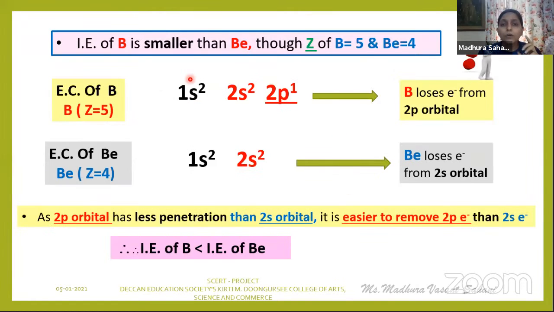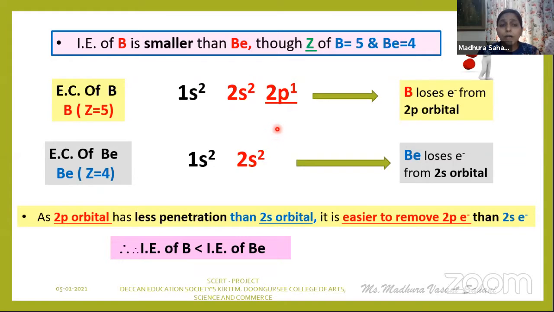See here, we are going to solve the first question. The ionization enthalpy of boron is smaller than beryllium, though the atomic number of boron is 5 and beryllium is 4. Now see here, how will you write the electronic configuration of boron? The atomic number of boron is 5, so the EC is 1s2, 2s2, 2p1. In the case of beryllium, the atomic number is 4, so the electronic configuration is 1s2, 2s2.